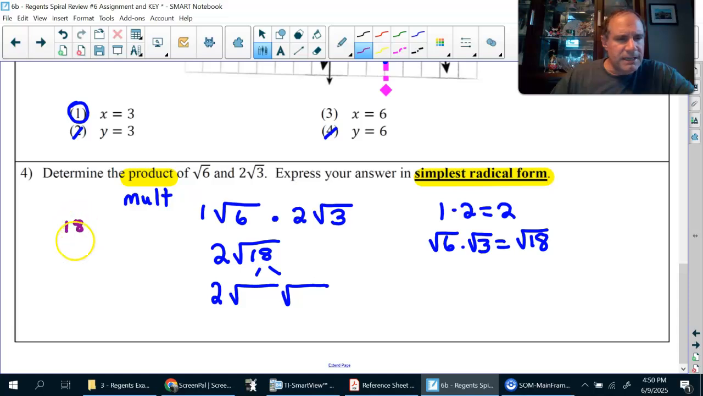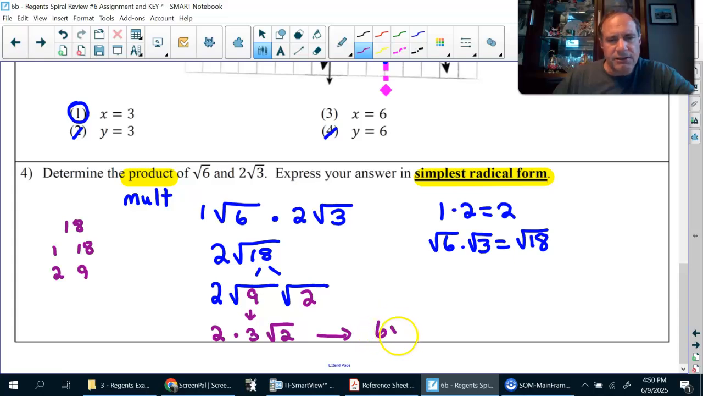So if I start with 18, that's 1 times 18. There's no perfect square there. 2 times 9, yes, 2 times 9. 9 is a perfect square. It's the largest perfect square. So 9 times 2 is 18. So now we have 2, and the square root of 9 is 3. So it's 2 times 3, square root of 2. And then we finally have 2 times 3, which is 6, square root of 2. And that is simplest radical form. You are finished. That is your answer.